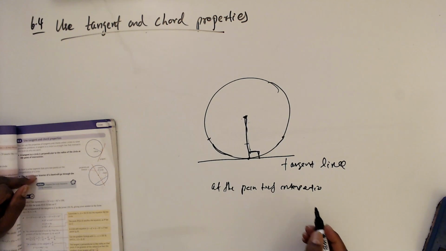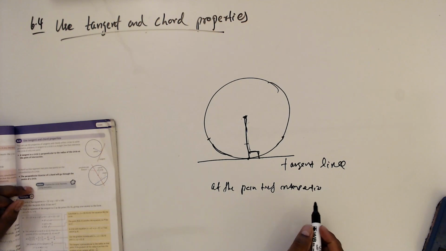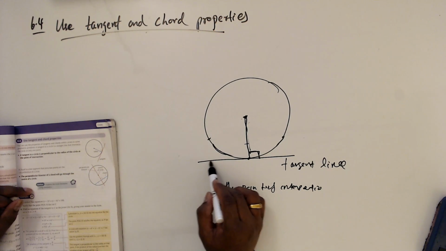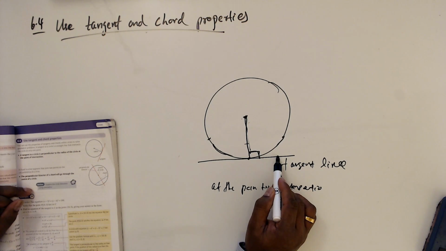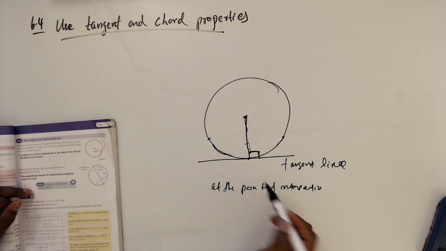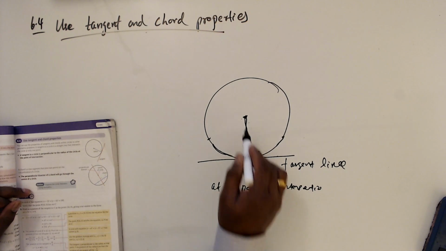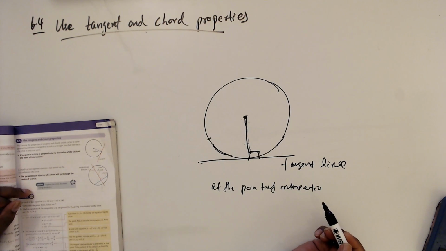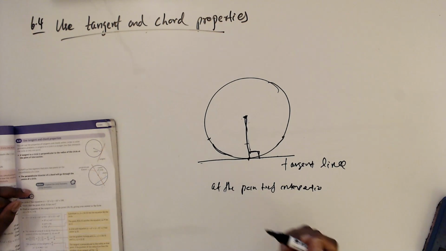Now, what is the use of it? The use of it is, if we know this gradient, then we can find the perpendicular gradient. If we know the gradient of this one, then we can find the perpendicular gradient. That's the only thing we can grab as a result.